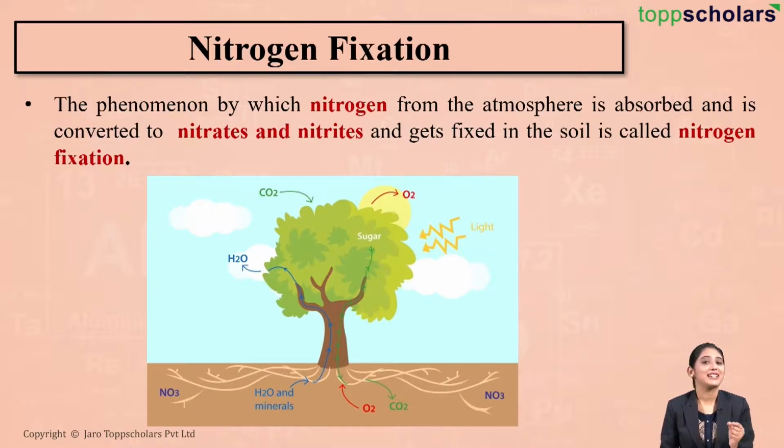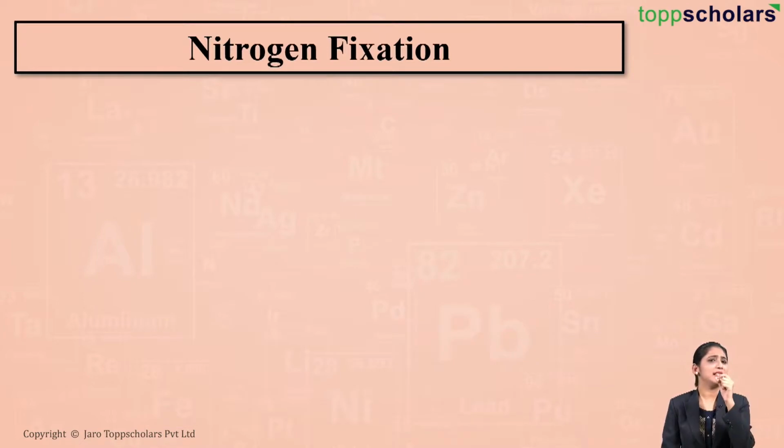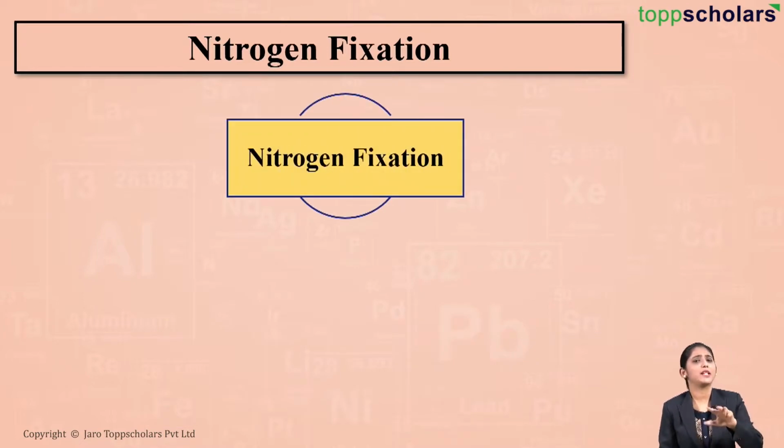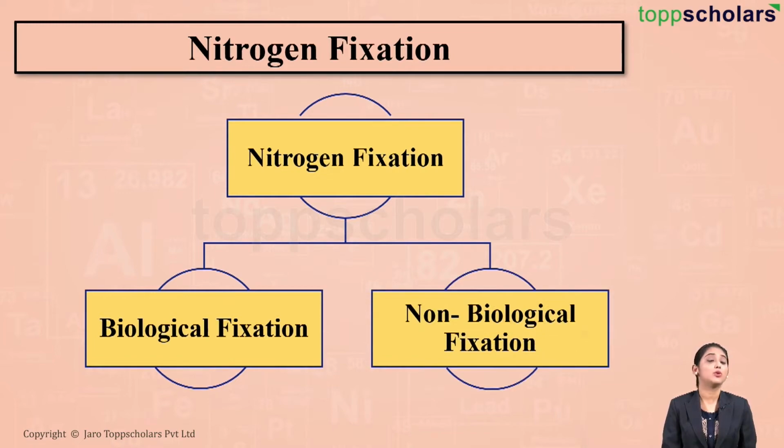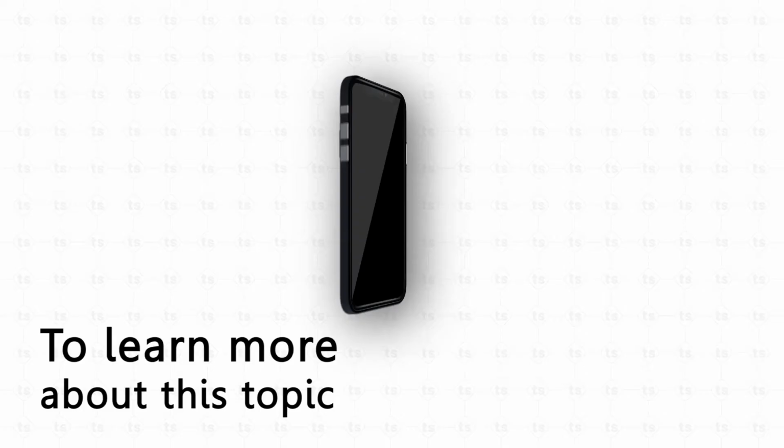And these nitrates and nitrites are then converted into proteins by the plants, which is used up by animals as well as human beings. But friends, this nitrogen fixation takes place by two means, that is biological means, which is called biological fixation, and through non-biological means, which is called non-biological fixation.